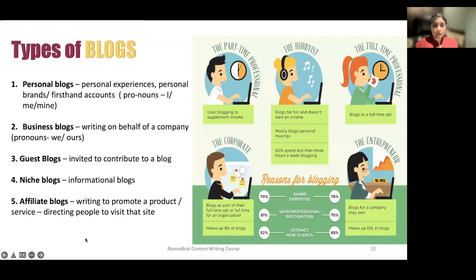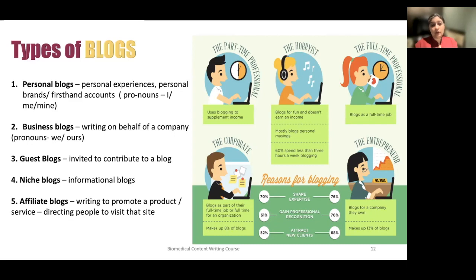Types of blogs. We have personal blogs. These blogs are usually written in first-hand accounts. So we use I, me, mine. You could be a scientist who is documenting their PhD journey, or a doctor on rounds in the hospital and just talking about their journey with patients and how they run their practice.